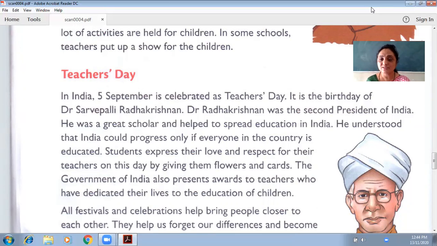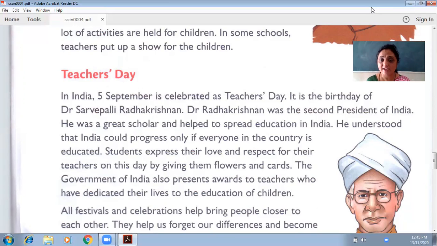He was a great scholar and helped to spread education in India. He had a wide range of knowledge, so that's why he is considered a scholar. And he helped to spread education in India. He understood that India could progress only if everyone in the country is educated. Is it right, dear children? When we get more education, definitely the country is going to do well.